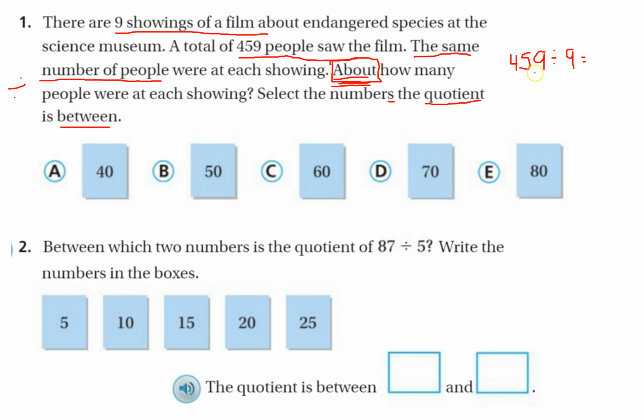Now, I can just do the division, okay? That's one way to start this problem. So I can see, okay, 9 goes into 45 5 times, and 9 goes into 9 1 time. So my answer is going to be 51. And I can already look at the possible answers and say, okay, 51, well, 51 is bigger than 50, but it's smaller than 60. So it's going to be between 50 and 60. So right there, I've already solved the problem, okay?